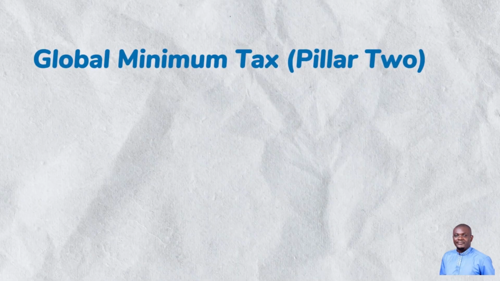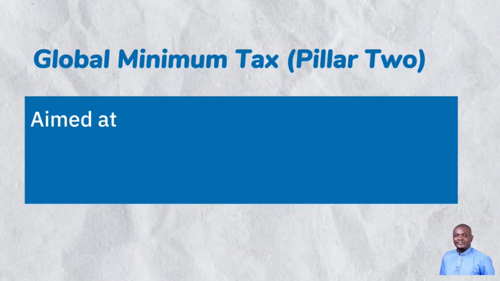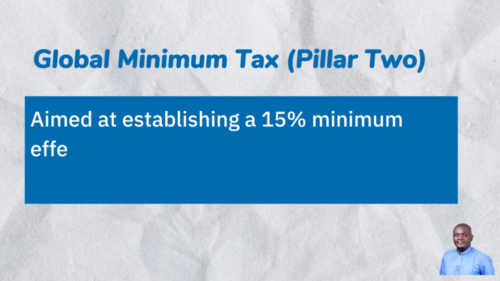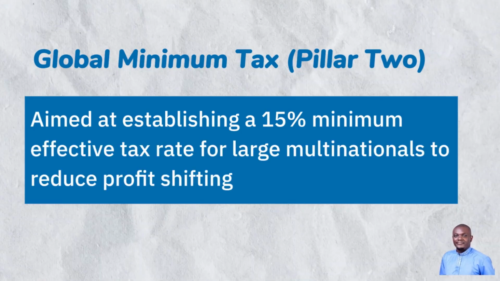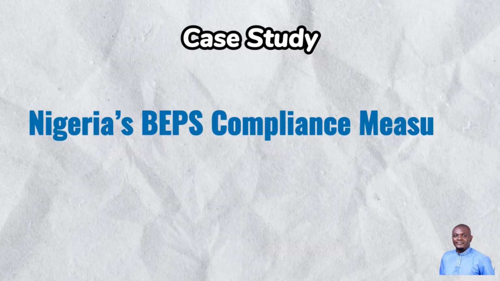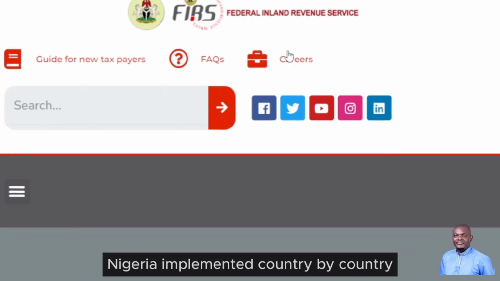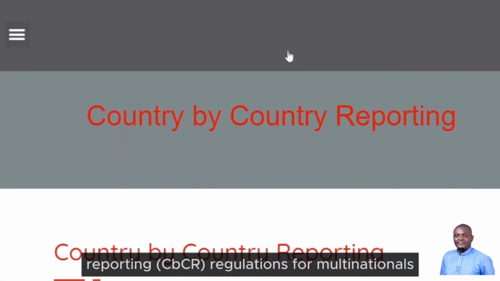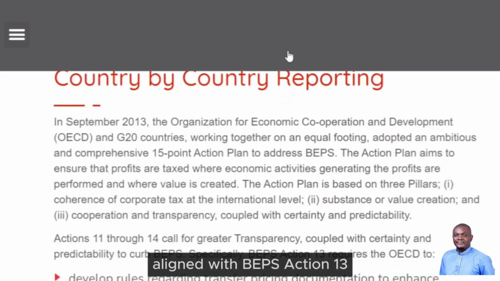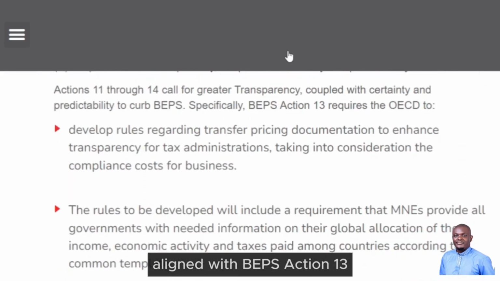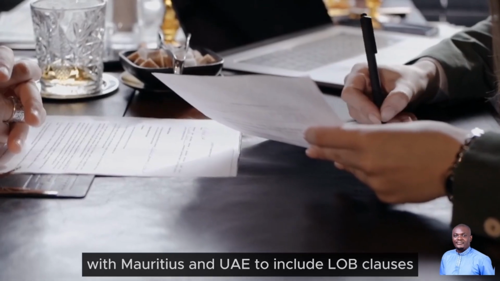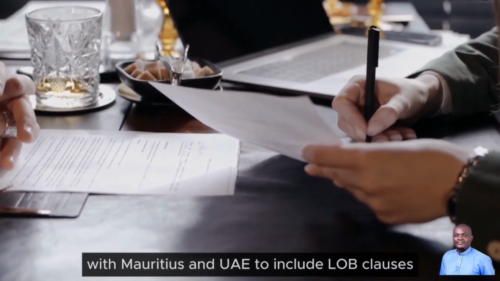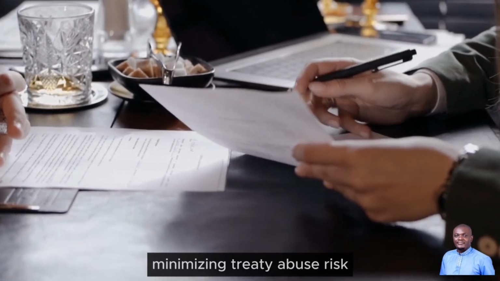Global minimum tax. Pillar 2, aimed at establishing a 15% minimum effective tax rate for large multinationals to reduce profit shifting incentives. Case study: Nigeria's BEPS compliance measures. Nigeria implemented country-by-country reporting regulations for multinationals aligned with BEPS Action 13 and began renegotiating treaties with Mauritius and UAE to include LOB clauses, minimizing treaty abuse risk.